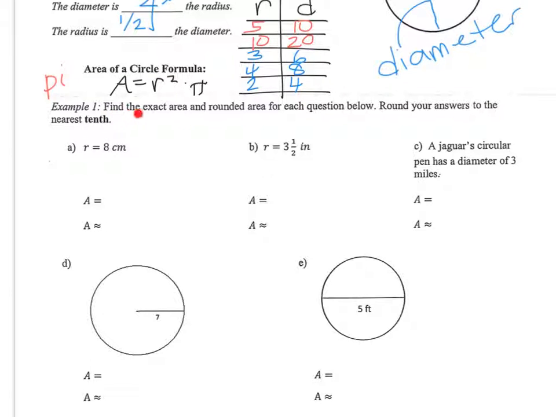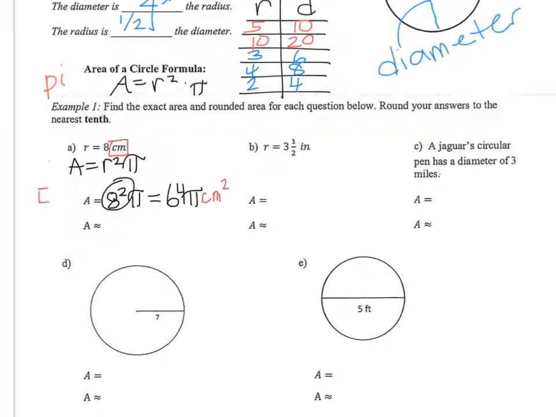So example one, find the exact area and rounded area for each question below. Round your answers to the nearest tenth, so one decimal. What we're going to do is write the formula: area equals r squared times pi. And we have the radius is 8. So I'm going to substitute: area equals 8 squared times pi. So area equals 8 squared is 64, so it's 64 pi. And my units, since it's area, are going to be centimeters squared.